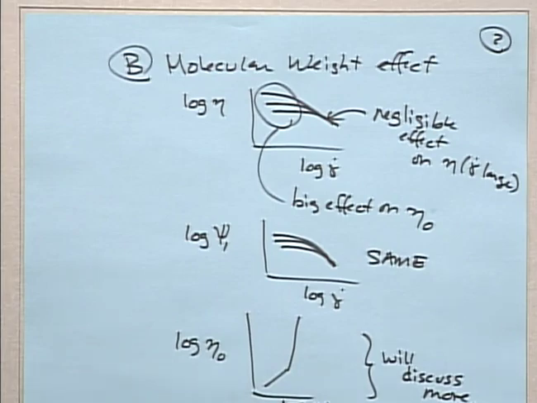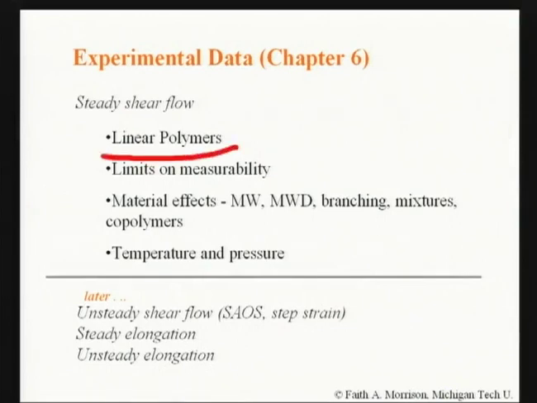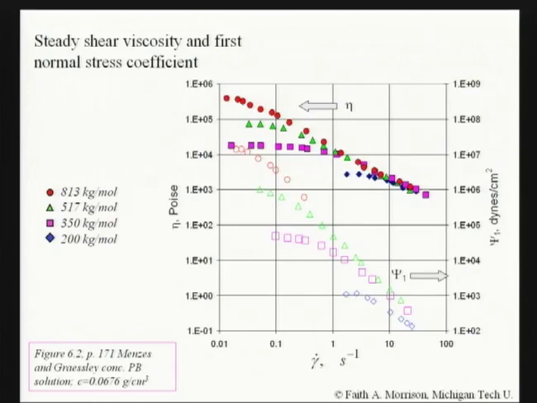So doing that same review on our slides, we're on linear polymers. And the data I showed you were on concentrated polybutadiene. Here's shear thinning of viscosity and shear thinning of first normal stress coefficient. Here's the zero shear effect. Here's the high shear rate effect.